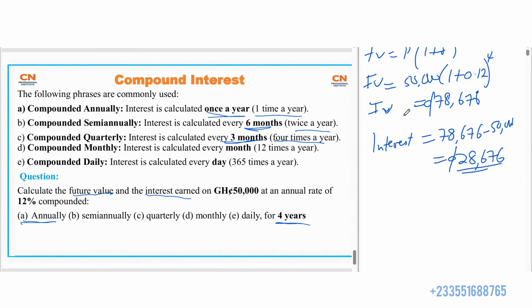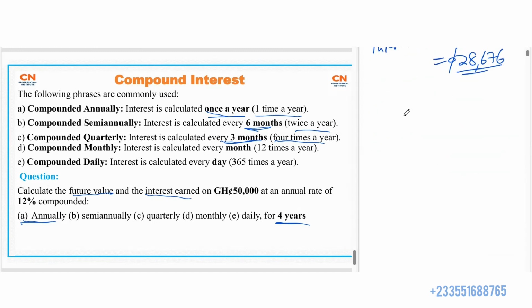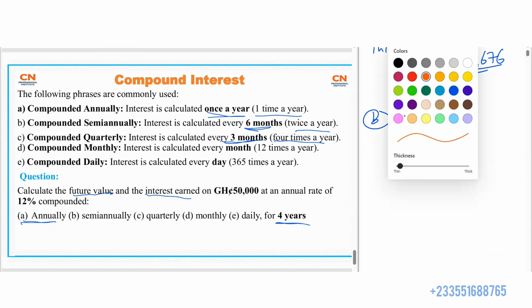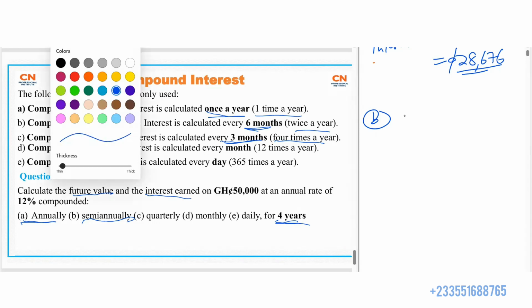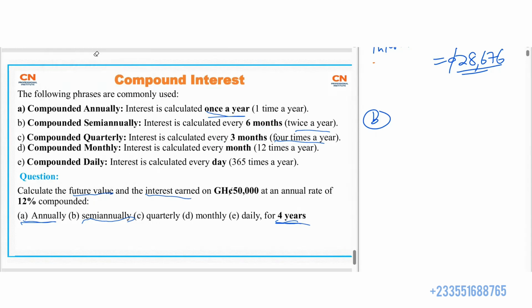Let's go to B. Let me change my pen color. B is saying the same rate compounding semi-annually. Because it's compounding semi-annually for 4 years, that means, as we said, every 6 months it will compound. That's the meaning. Every 6 months it will compound.